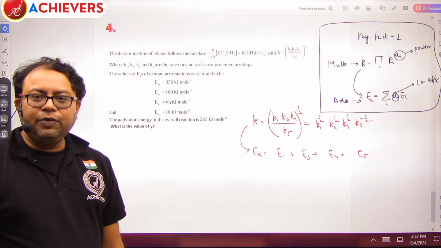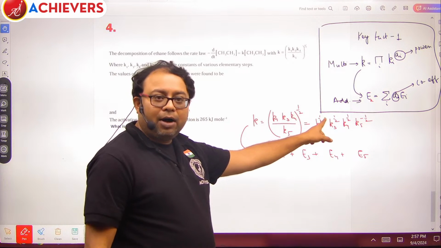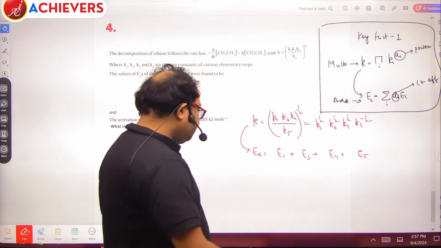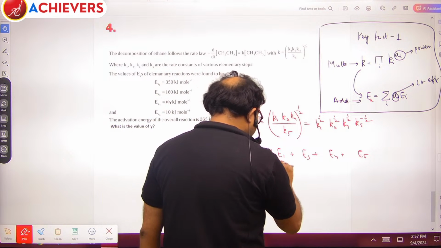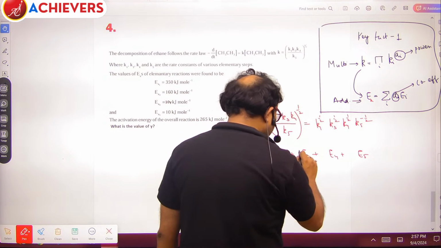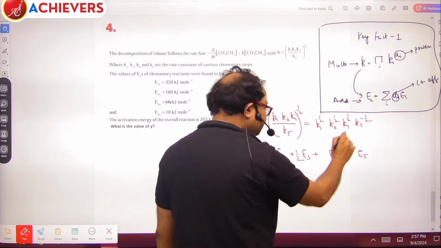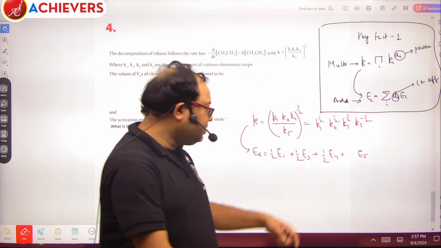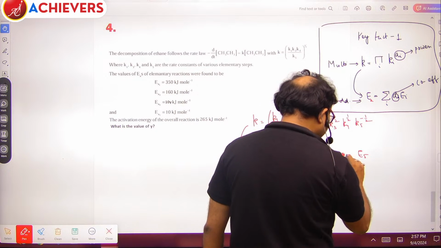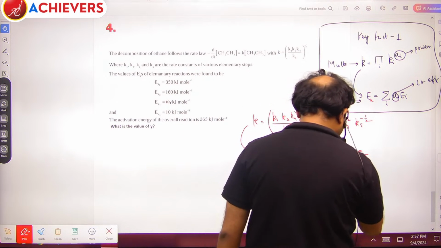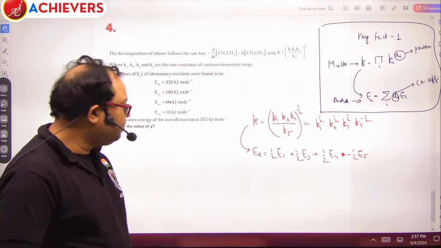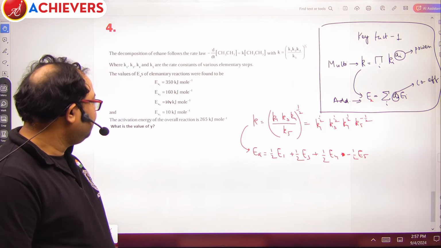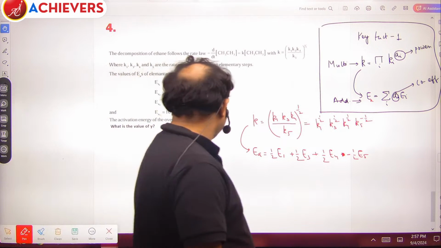What will be the coefficients? Here the powers will become the coefficients. So the power is half, the coefficient is half. The power is half, coefficient is half. The power is half, coefficient is half. The power is minus half. So this sign becomes minus, the coefficient is minus half. As simple as that.